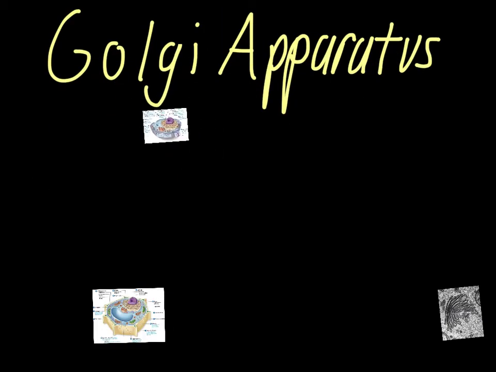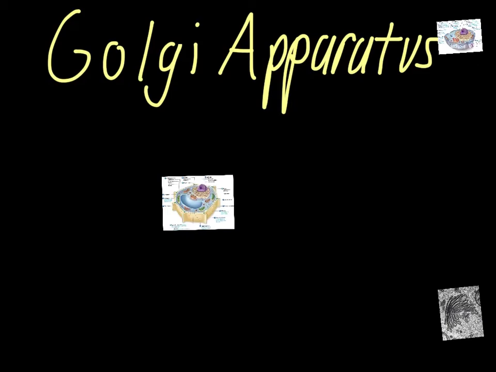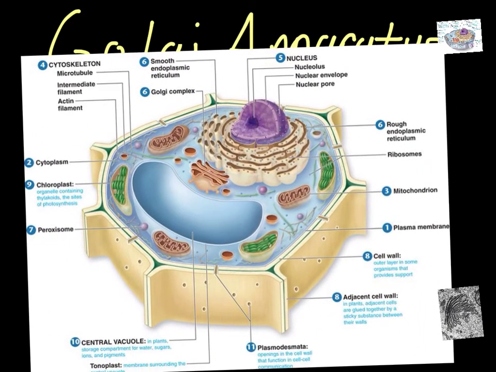If we take a second to look at our plant cell, you'll notice that there's a Golgi apparatus in here as well. So this is one of the things that show up in multiple types of cells. We've got them in plant cells and animal cells.